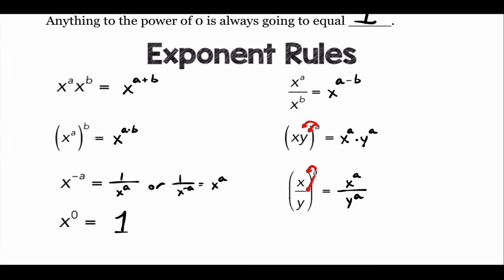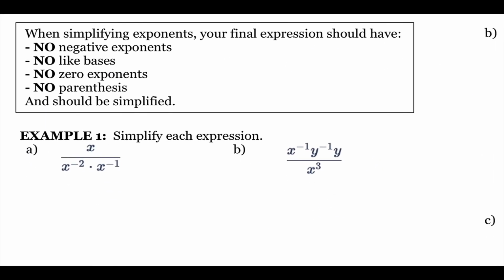Okay, so let's look at the first one. Let's look at 1A. Okay, so a couple things. Our finished answer cannot have negative exponents, cannot have bases that haven't been combined or canceled out, cannot have zero exponents, cannot have parentheses left. Because if we've done all of our steps, those things should be gone. All right, so let's look at the first one, 1A.